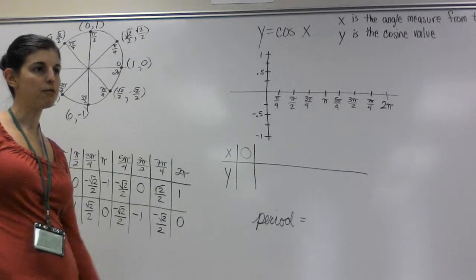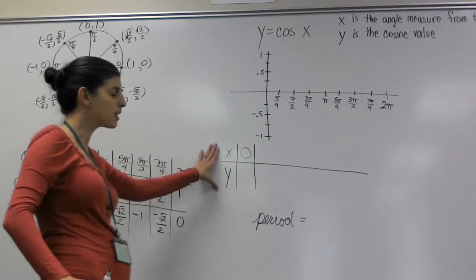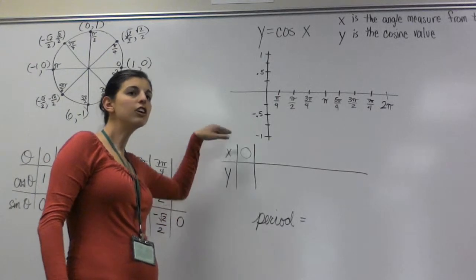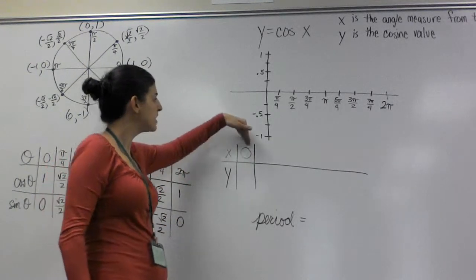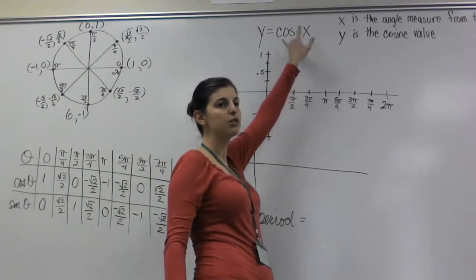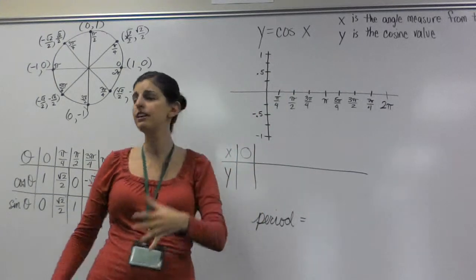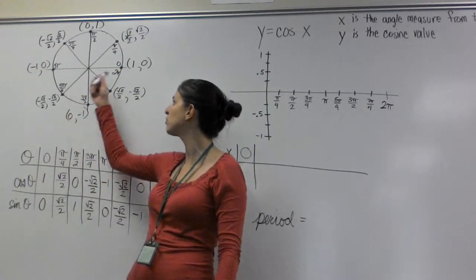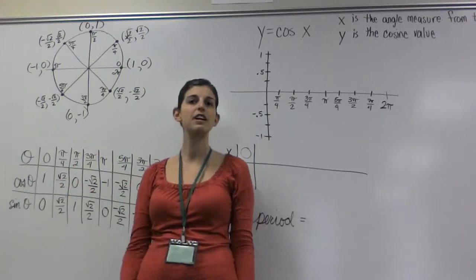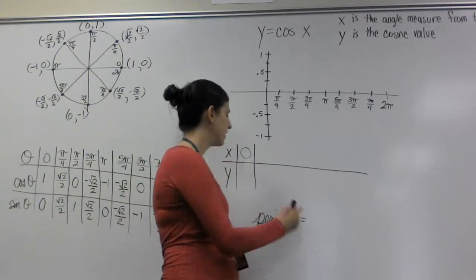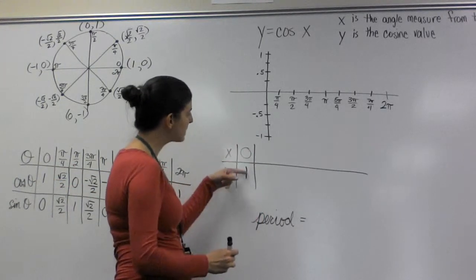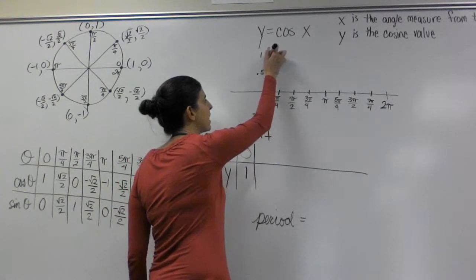I should have done that with you before we started making the table. But now let's start making the table. So my angle of 0. If I plug 0 into my function, I get cosine of 0. What is the cosine of 0? If you go to your table or your unit circle, either one, the cosine of 0 is 1. So you need to plot the point 0, 1, which is right up here.